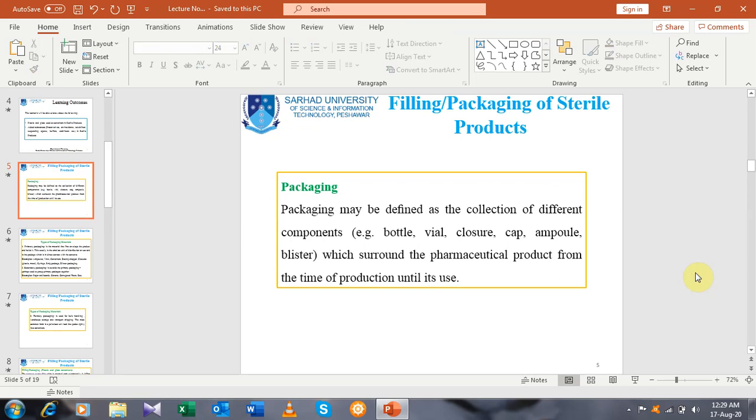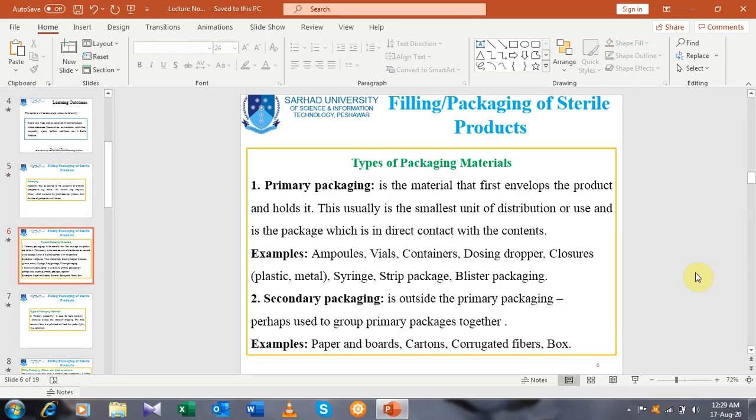After the definition of packaging, we have discussed the different types of packaging material. What is primary packaging, what is an example of primary packaging, and what is secondary packaging? Primary packaging, in simple words, is the immediate packaging that envelops the product. In primary packaging, the package is in direct contact with the contents or material of the formulation.